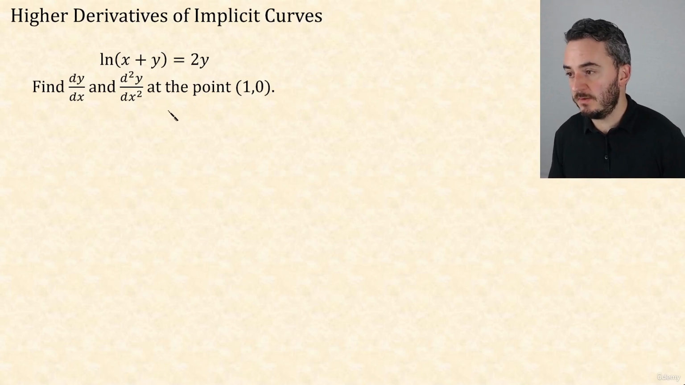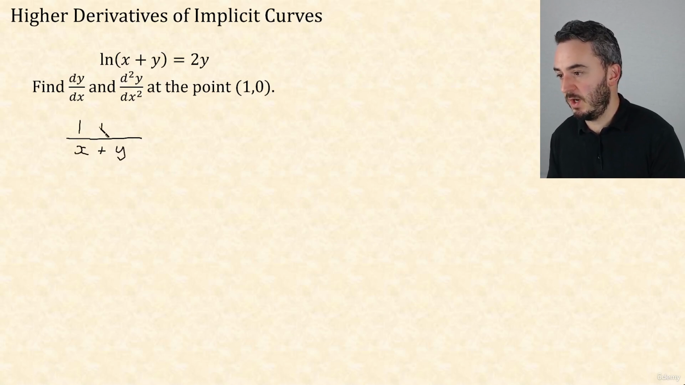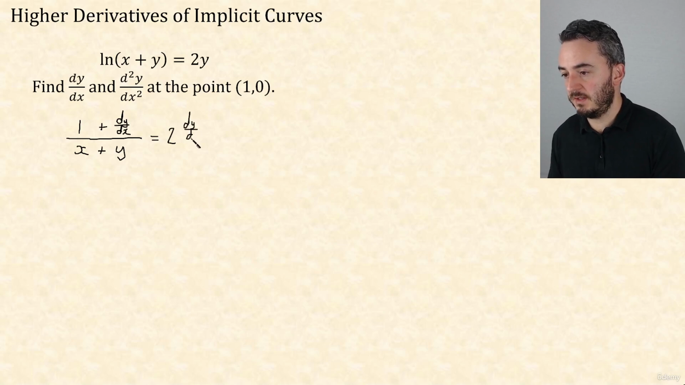Okay, our curve is ln(x + y) = 2y, and we want to find the value of dy/dx and d²y/dx². Well, the derivative of ln of anything is the derivative of that anything divided by that thing. So we're going to be dividing by x + y, and up here is the derivative of x + y, which is 1 + dy/dx. Now that's equal to the derivative of 2y, which is 2 dy/dx.